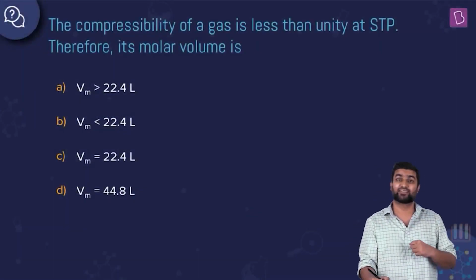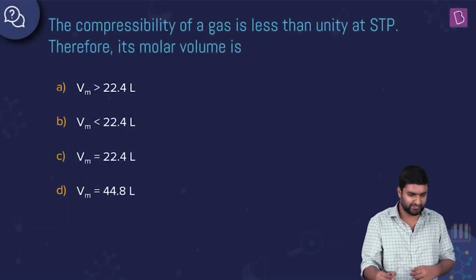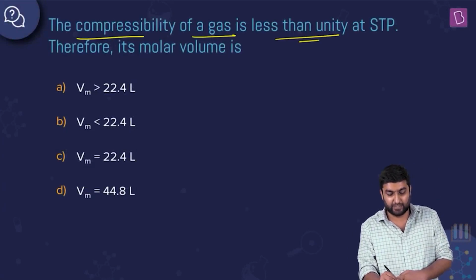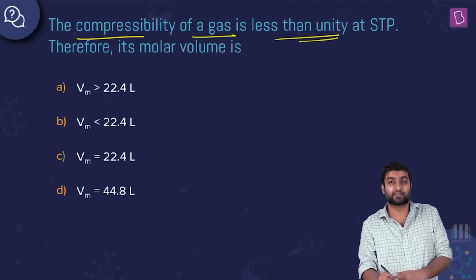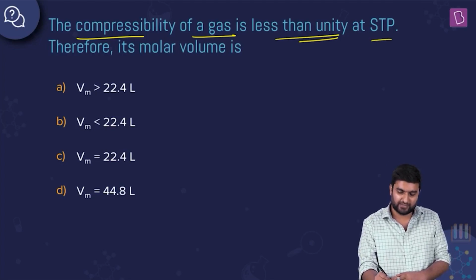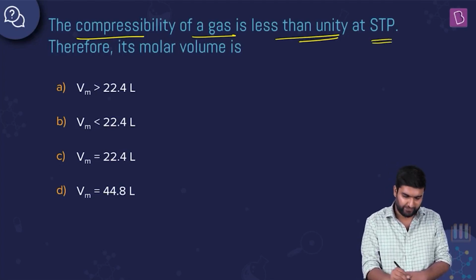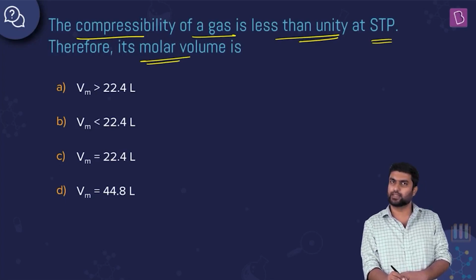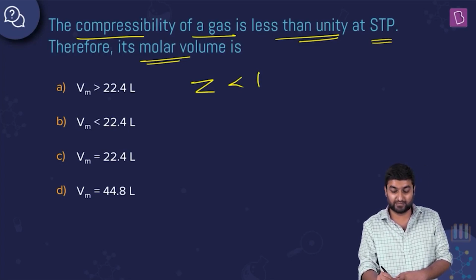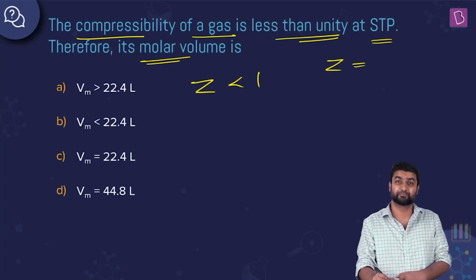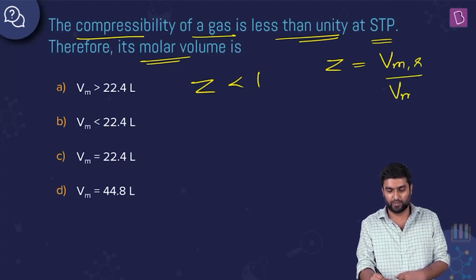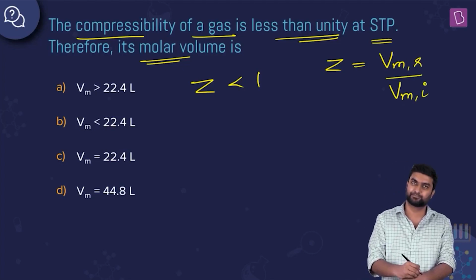All right, let's look at this question. What is it saying? It's saying the compressibility factor of a gas is less than unity at STP. Okay. Therefore, its molar volume is, let's see. So the compressibility factor is less than 1. But what is compressibility factor? Well, it's the molar volume of the real gas divided by the molar volume of the ideal gas.